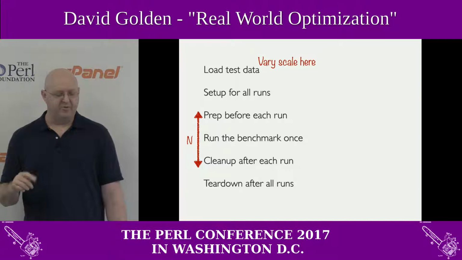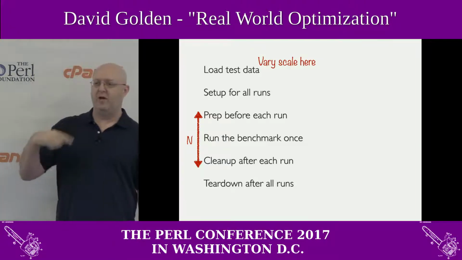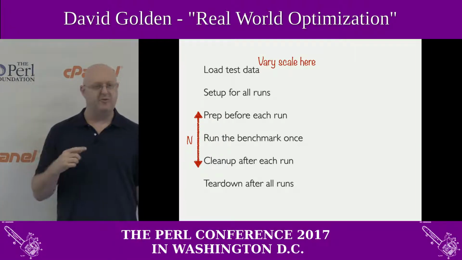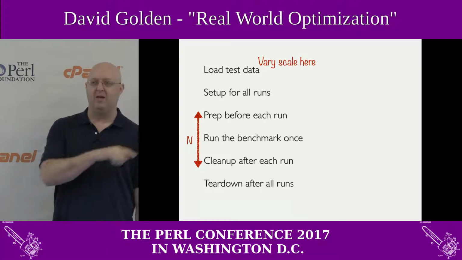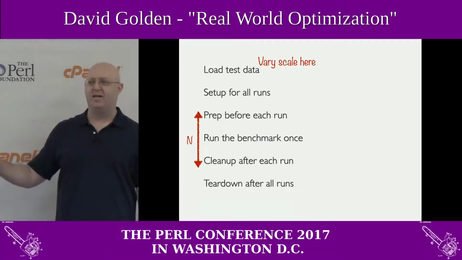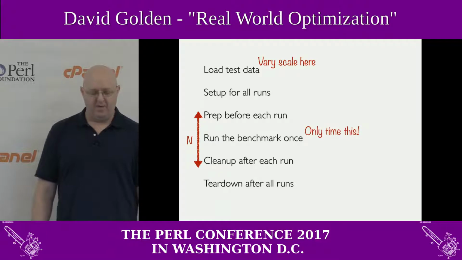Here, where I have n and the arrow, these are the loops. I want to do a number of loops, and this is how I'm going to build up the distribution of timing. I'm going to do this a lot until I have enough observations that I can get a distribution and start to look at what that means.